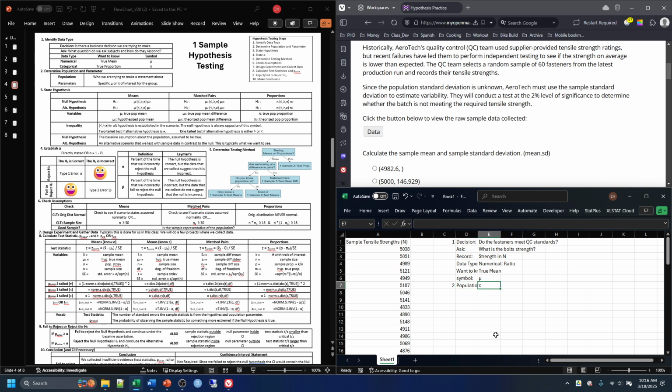Our population is going to be bolts from the supplier. And our parameter, thankfully, we know from step 1, what we want to know is a true mean. So our parameter is going to be the true mean tensile strength. Okay, great. So now we can go ahead and get on to step 3.